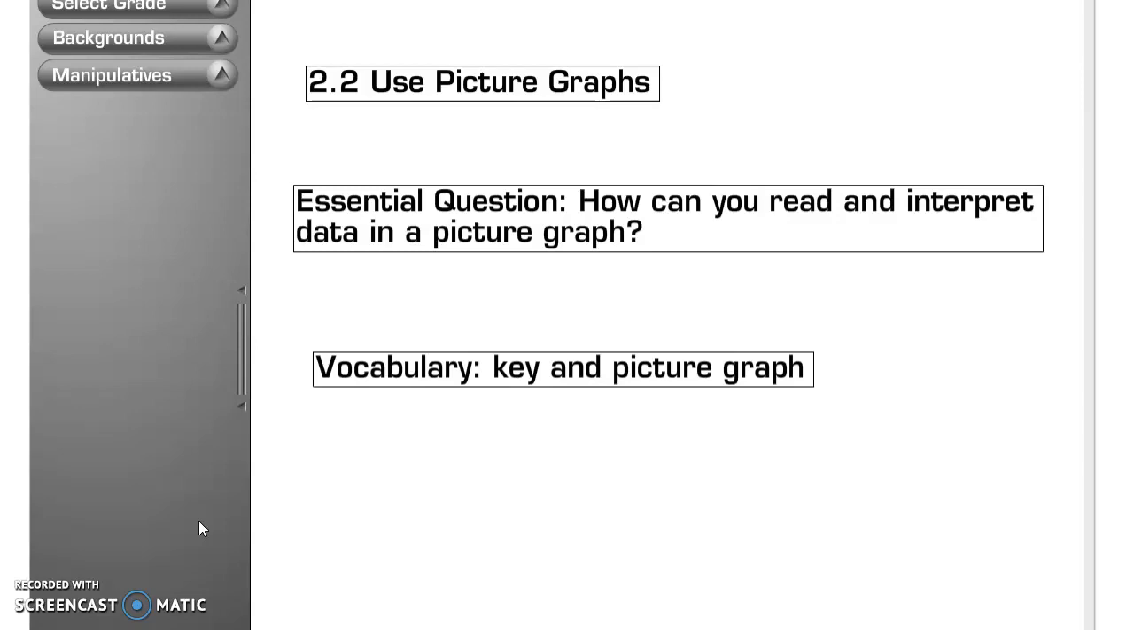The key tells that each picture or symbol stands for the way students might like a favorite pet or how to get to school, anything like that, but the key tells what each picture or symbol stands for. Then a picture graph uses small pictures or symbols to show and compare information.